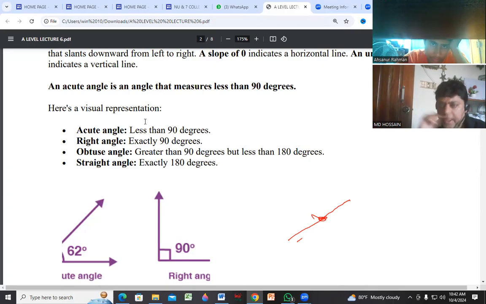Okay, right. The angle which is less than 90 degrees is an acute angle, and exactly 90 degrees is a right angle. An obtuse angle is greater than 90 degrees and less than 180 degrees, and a straight angle is exactly 180 degrees. You should keep this in mind. It will help you to understand math better.